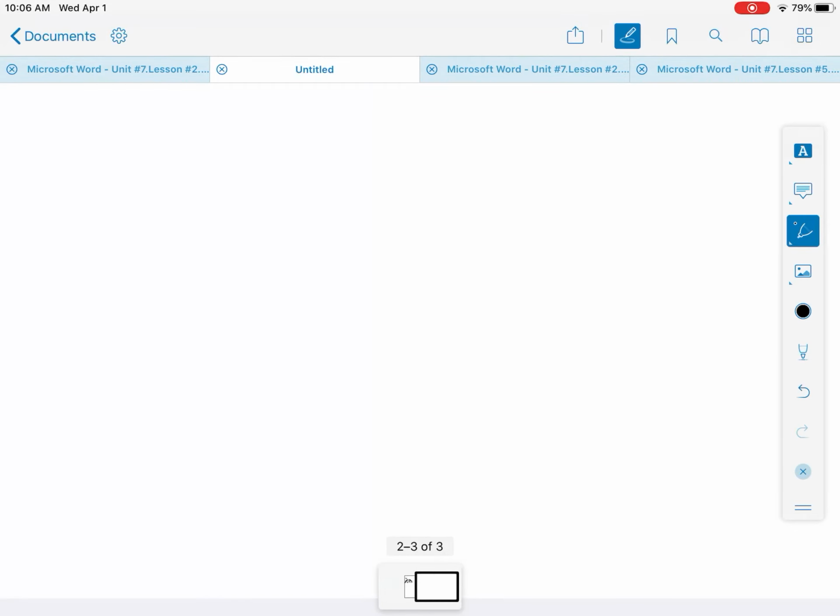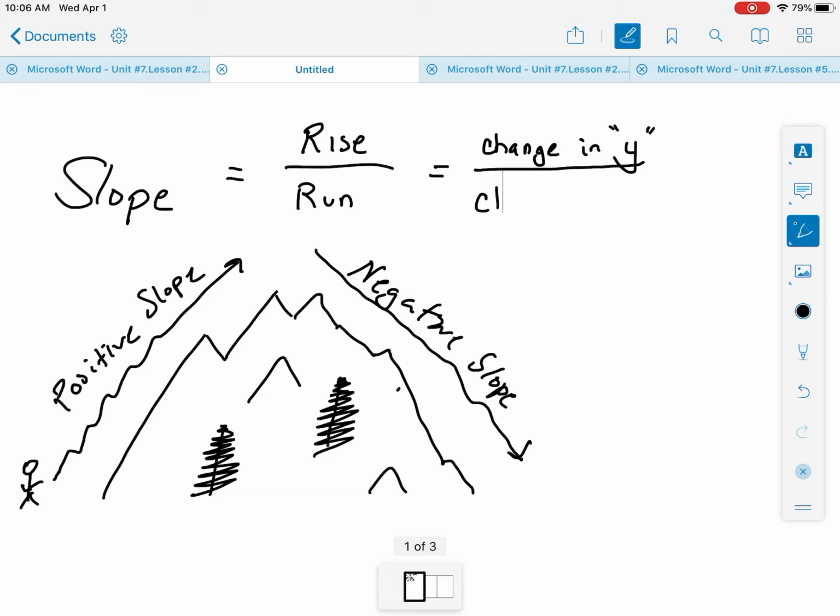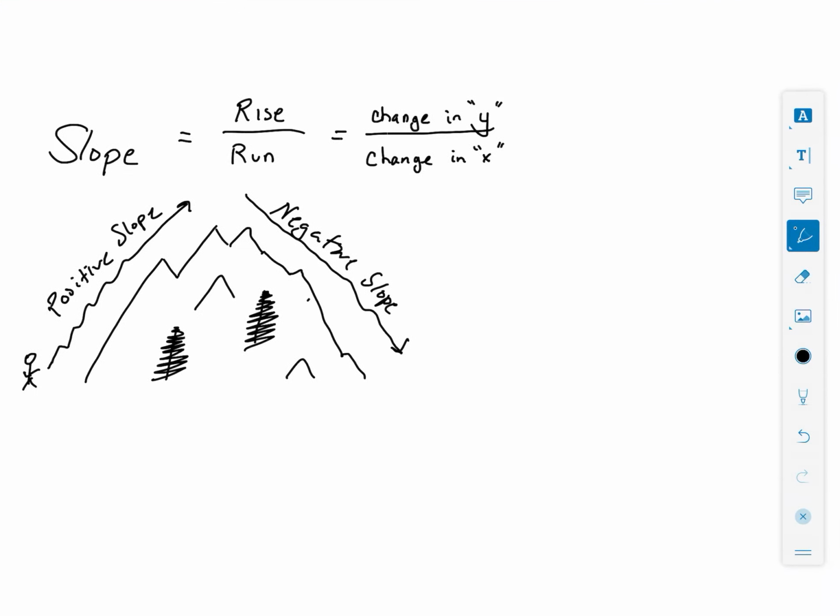Now, in terms of the graph, when I'm actually graphing something, slope really describes a rise over a run. And another way to describe this is how is it changing on the y-axis and then how is it changing on the x-axis? The change in y over the change in x. That's an example of rise over run. That's exactly what it's telling us.